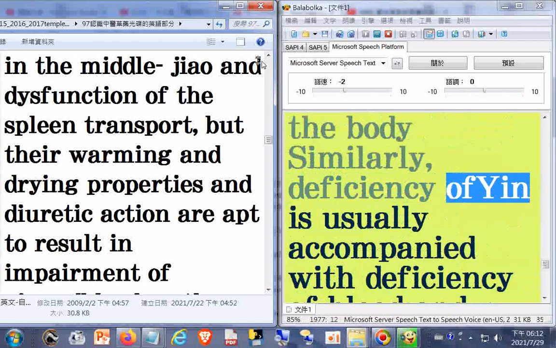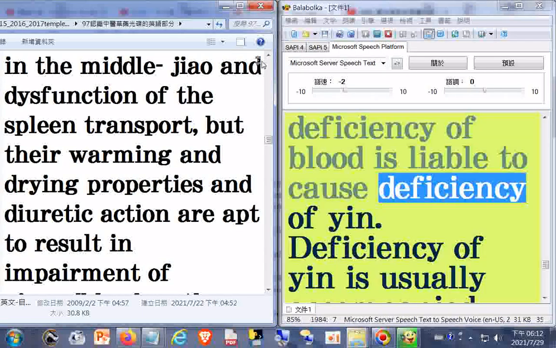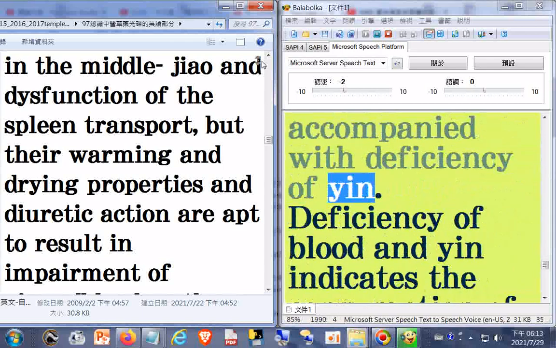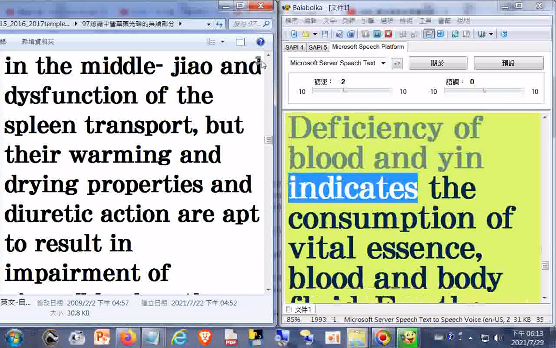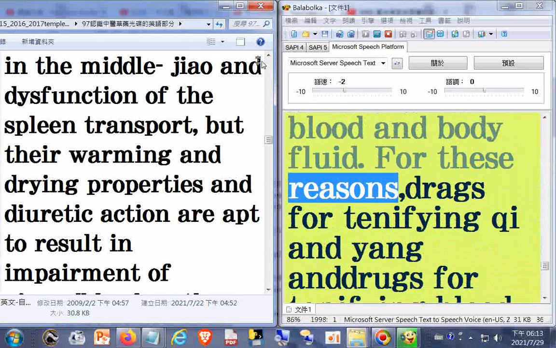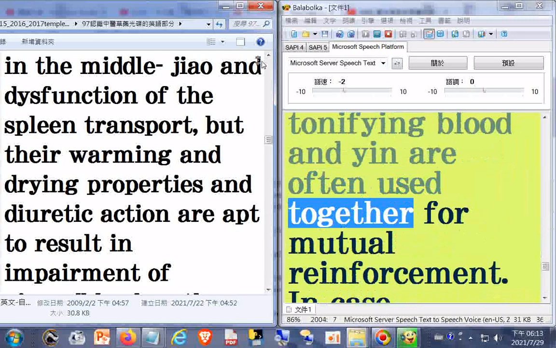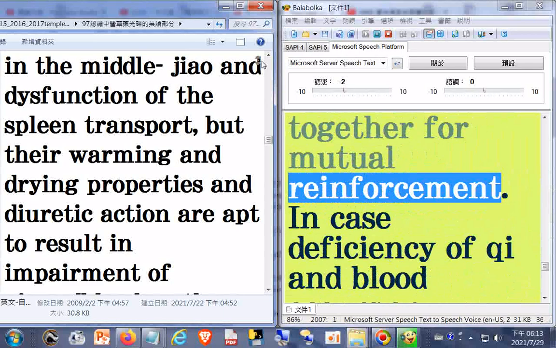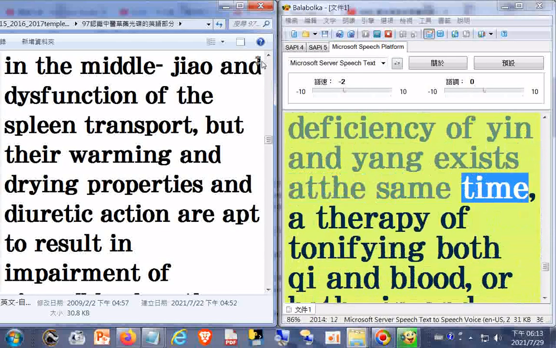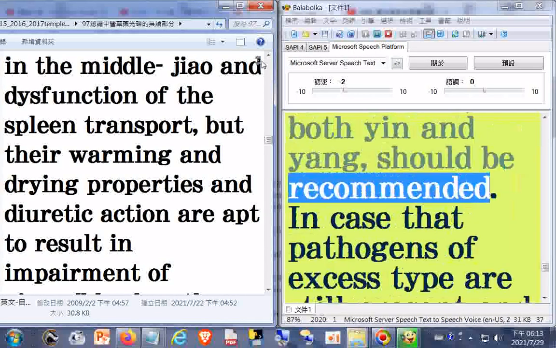Similarly, deficiency of yin is usually accompanied with deficiency of blood, and deficiency of blood is liable to cause deficiency of yin. Deficiency of blood and yin indicates the consumption of vital essence, blood, and body fluid. For these reasons, drugs for tonifying qi and yang and drugs for tonifying blood and yin are often used together for mutual reinforcement. In case deficiency of qi and blood occurs, or deficiency of yin and yang exists at the same time, a therapy of tonifying both qi and blood, or both yin and yang, should be recommended.